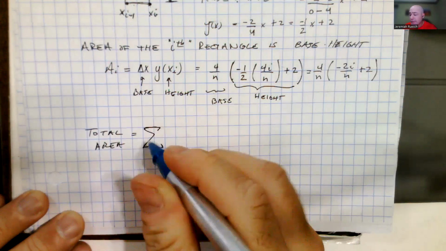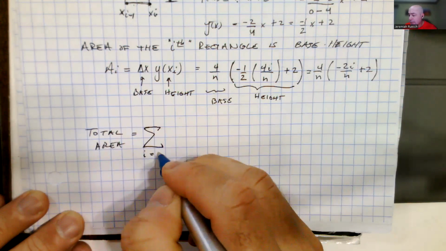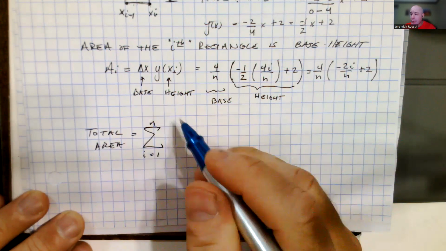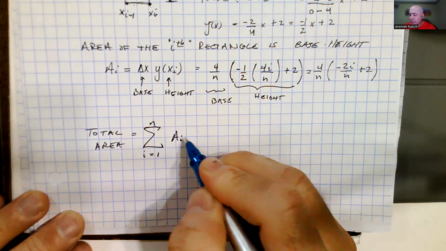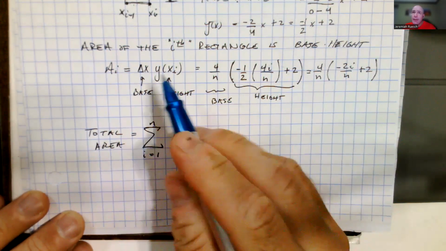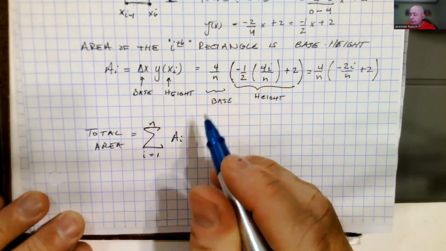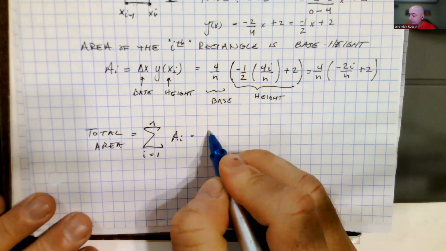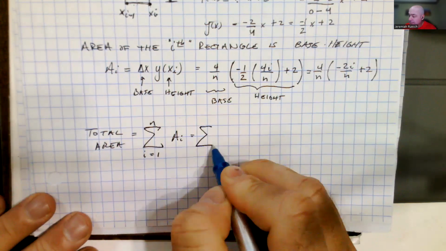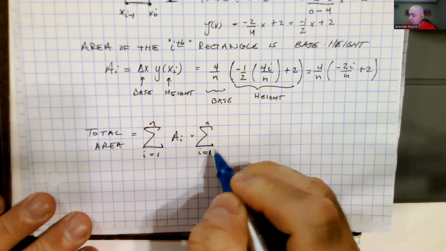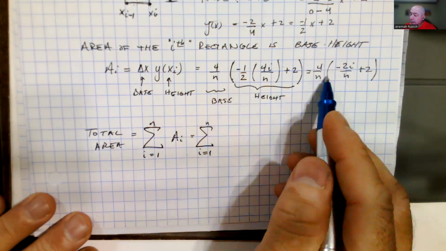So this is written as a sum from i equals 1 to n, where we're starting, where we're stopping, of each of the individual areas. The A_i being each one of these has a different i: 1, 2, 3, 4, 5, and so forth. Okay. But if I plug that in, i equals 1 to n, I'm going to plug that in here.